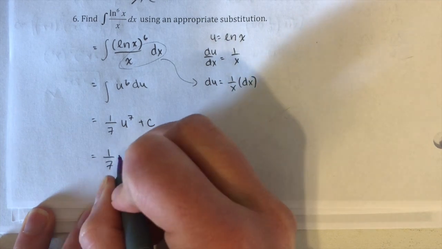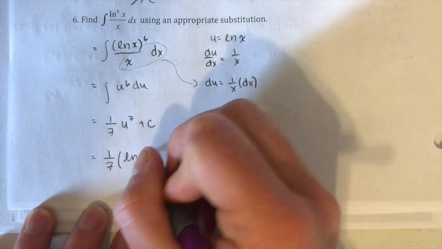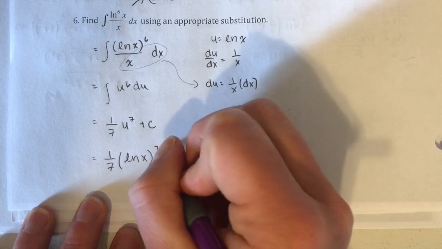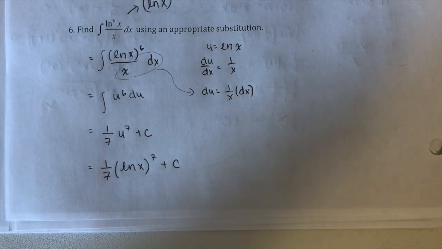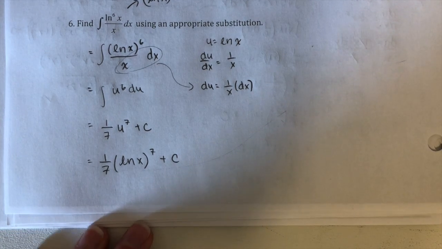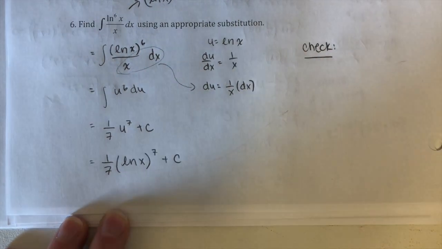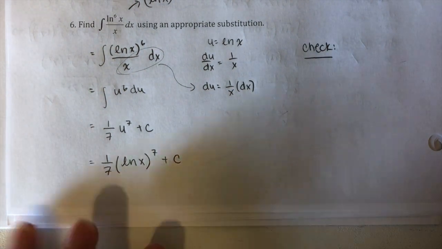So then we get 1/7. We plug our ln x back in. Ln x to the 7 plus c. Okay, and we could do the check if we wanted to, just like we have been, but just for time, we're not going to do it.